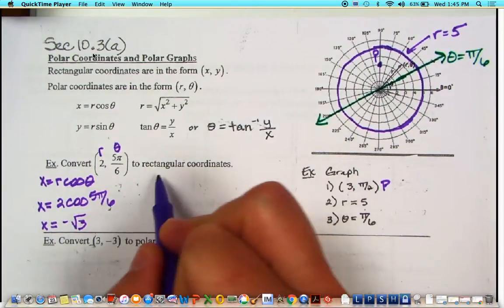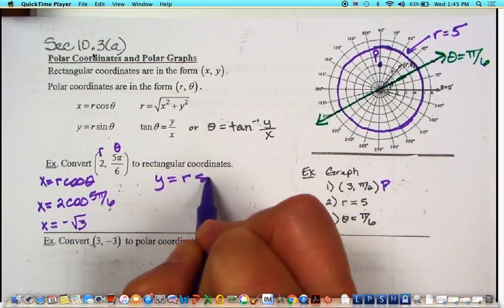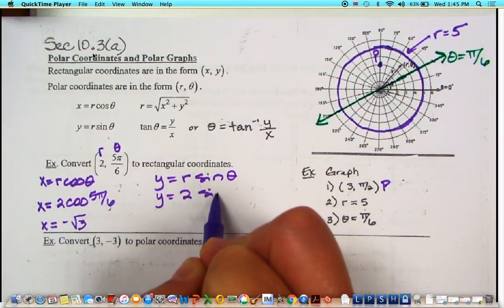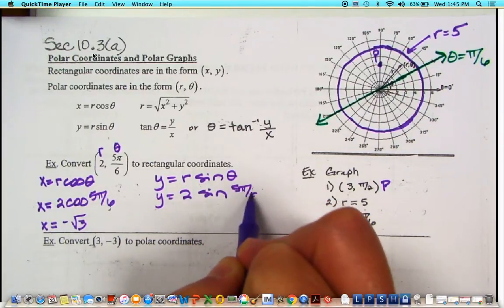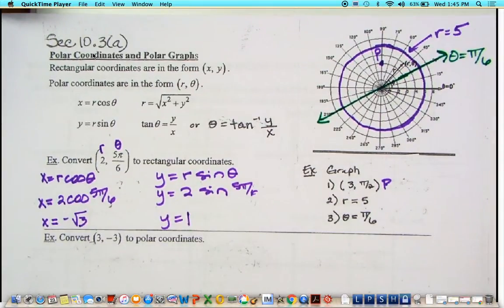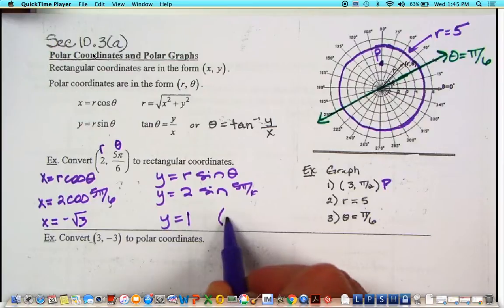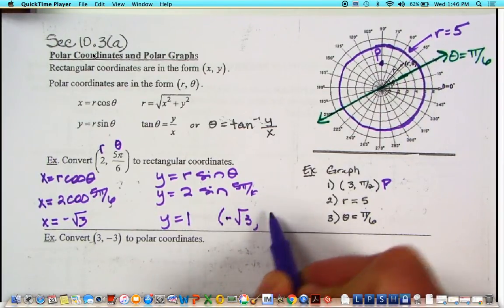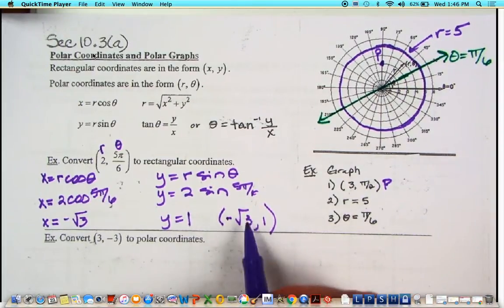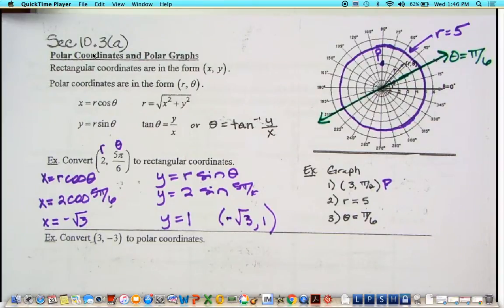Not yet. So y is r sine theta. So y is 2 sine 5π/6. So what's y? 1, right? Because it's 2 times a half. So the rectangular coordinates are negative square root of 3, 1.